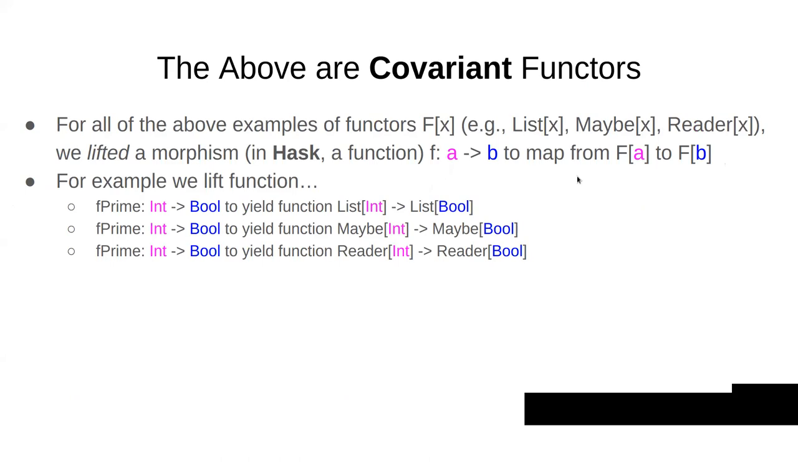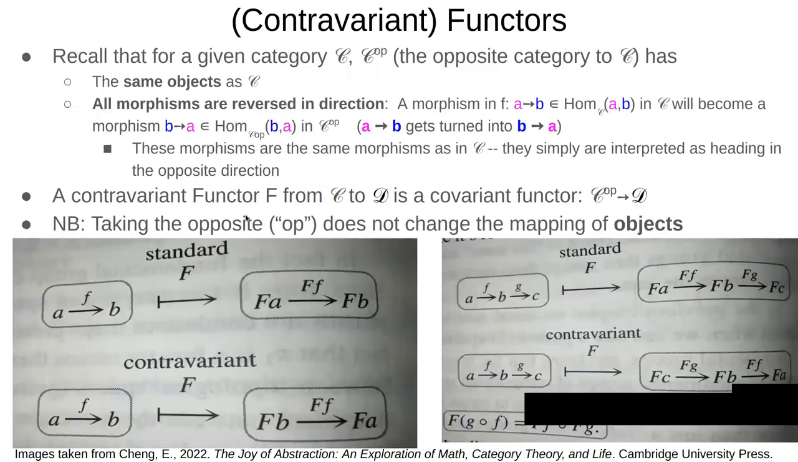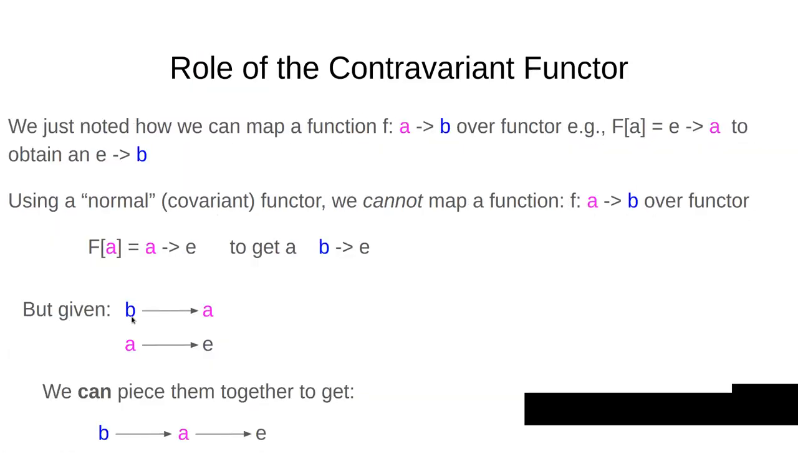But what I'm saying is, to do that work of mapping an F of A to an F of B, while to this point we've been able to just lift functions from A to B to accomplish this, to map a list of ints to a list of bools, to map a maybe of ints to a maybe of bools, using functions from int to bool, it's always been in the same order. Now we're going to get it in a different order, going from B to A.